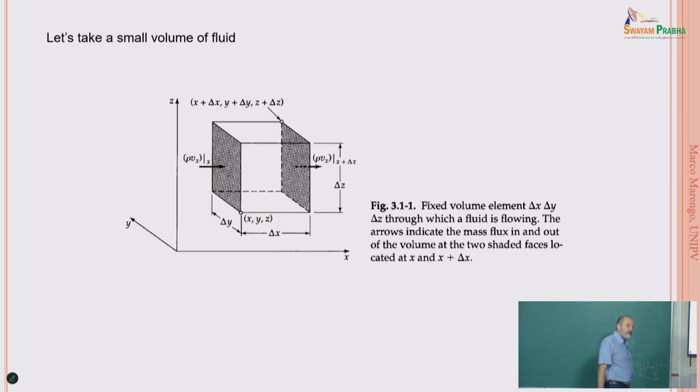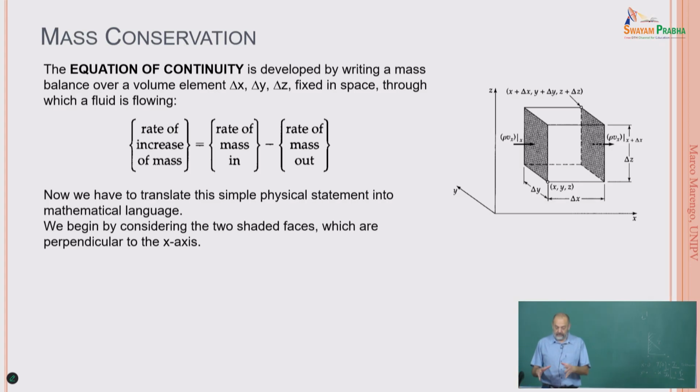Like we have done for the heat equation, in the same way we can consider a small volume with a different orientation. It can be a cube, so that is simple. We give it dimensions x, y, and z. Of course, what we want to do is the balance of mass, momentum, and energy inside this volume.